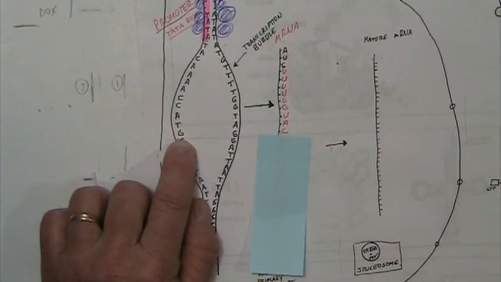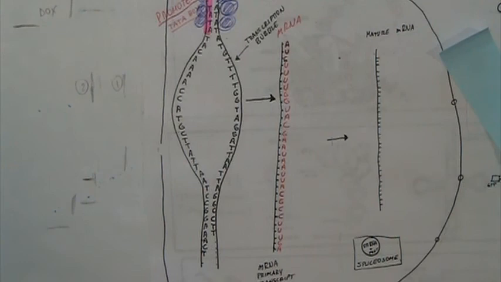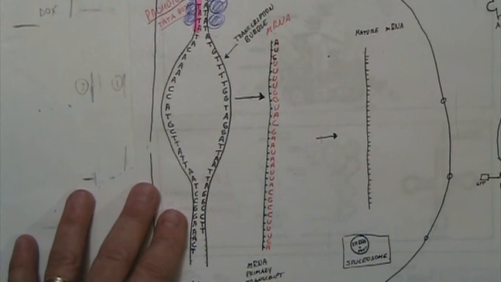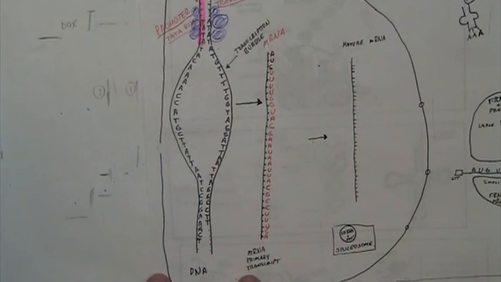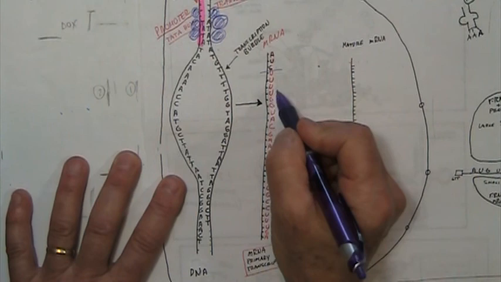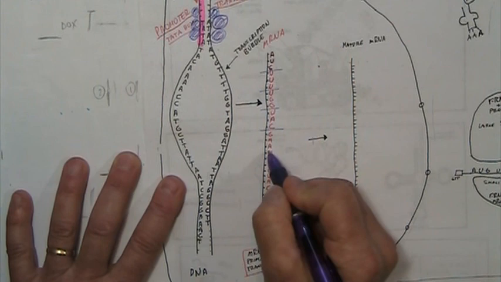Please stop the recording now and complete your messenger RNA. Now that you have completed your messenger RNA, this messenger RNA is called the messenger RNA primary transcript. We are not done with it yet. With a pencil, please take a second now and divide this in sets of threes, just like I'm doing here.